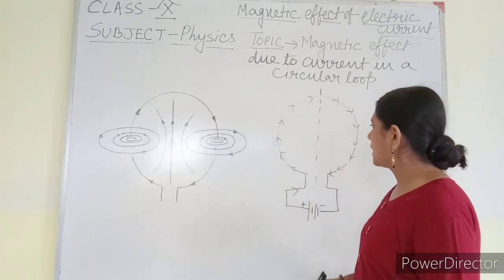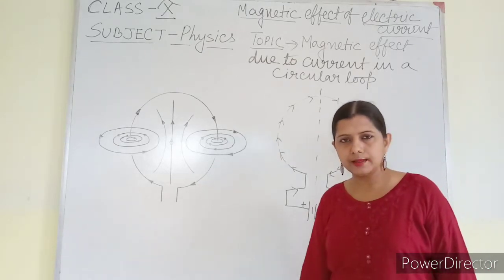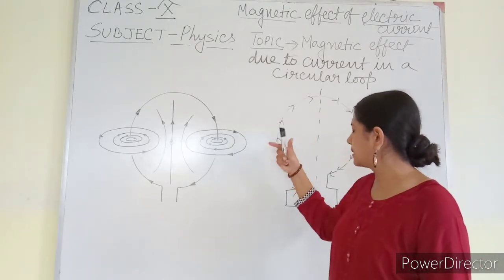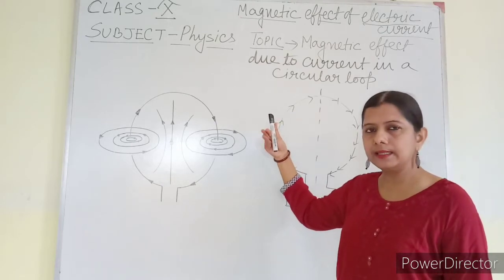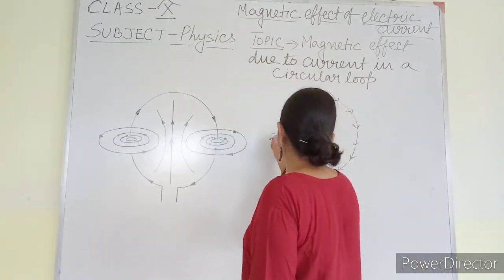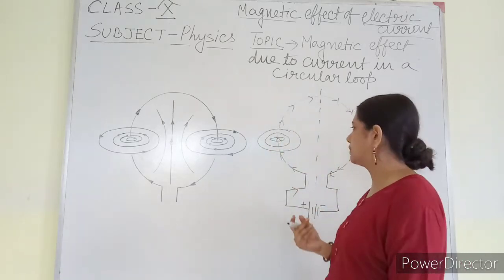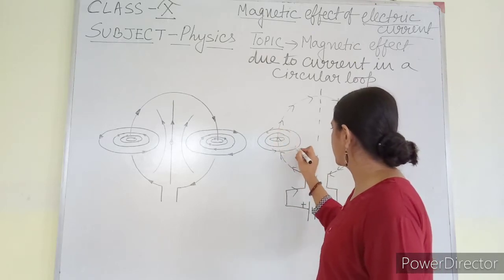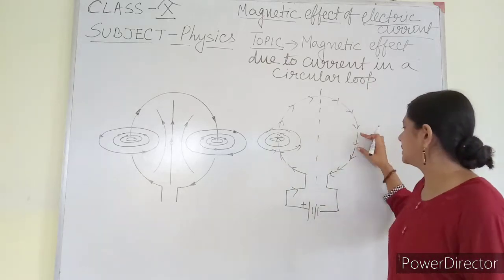Now suppose I am taking this one. This is a straight current carrying conductor. The current is flowing in the upward direction, so my thumb is in the upward direction and my curl is going to fold like this. So here the magnetic field is going to be produced like this, and it will definitely be in the anti-clockwise direction. Anti-clockwise direction means this way.